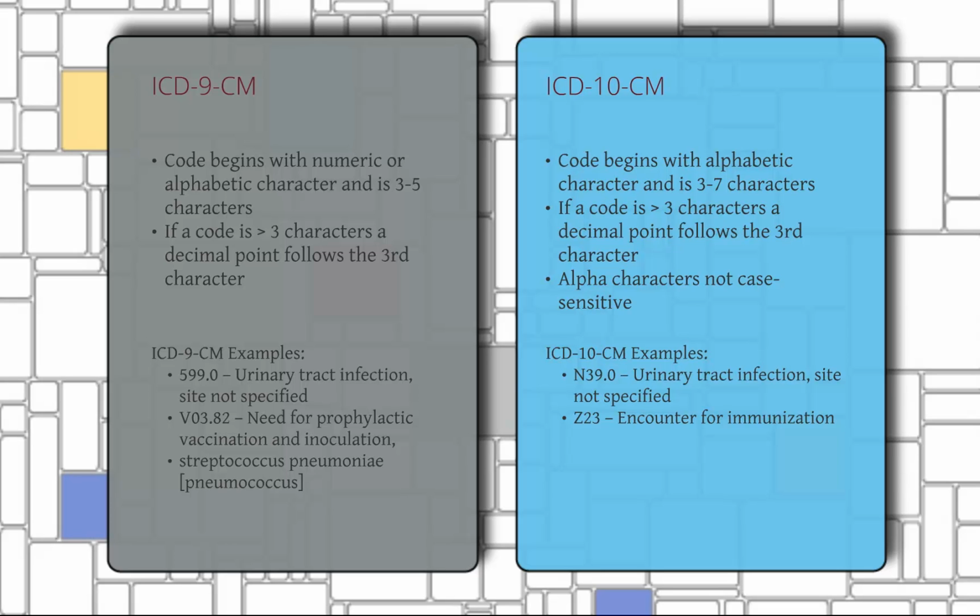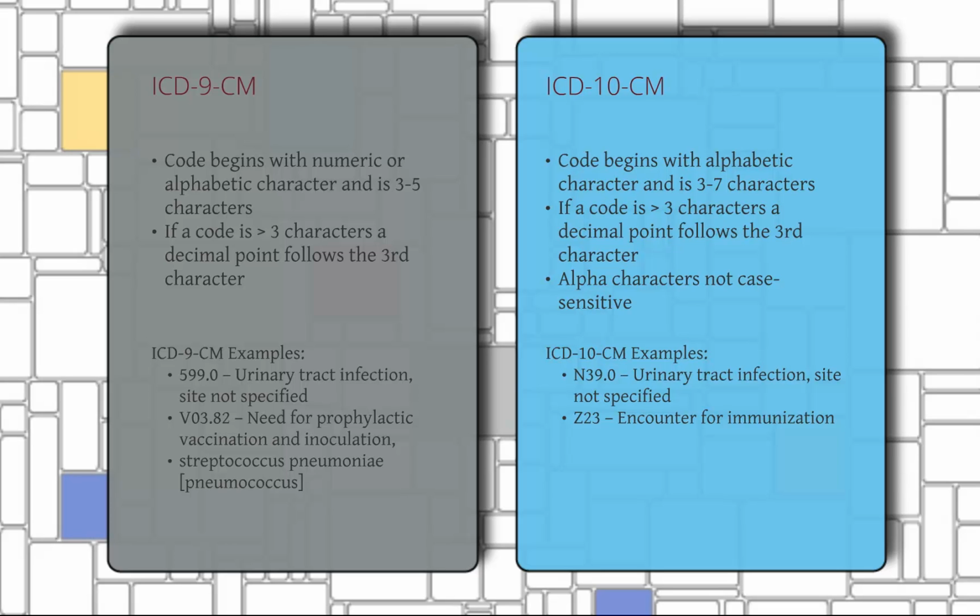This slide shows some of the different characteristics of ICD-9-CM and ICD-10-CM. ICD-9-CM codes begin with numeric characters or with the letter E or V, and they are 3 to 5 characters. ICD-10-CM codes begin with alphabetic characters, and they are 3 to 7 characters. These changes provide a greater number of potential codes to include in the code set. You can spot an ICD-9-CM or an ICD-10-CM code because the codes have a decimal point following the third character.